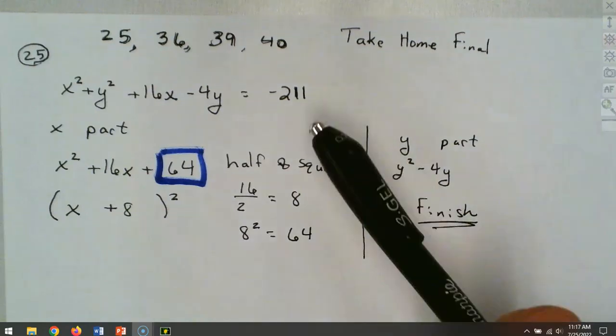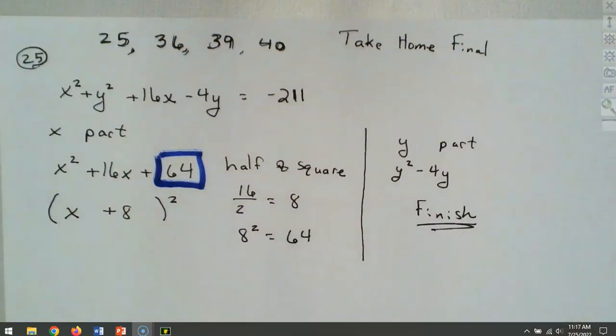So at the end, if this comes out to be 0, it's not a circle, it's a point. If it comes out to be a negative number, it's non-existent. The graph is non-existent. But if it comes out to be a positive number, then it's just a circle. So all you need to do on 25 is finish it, move things around, and then see if it's a circle or not. Is everyone okay with that? We see kind of how that works.